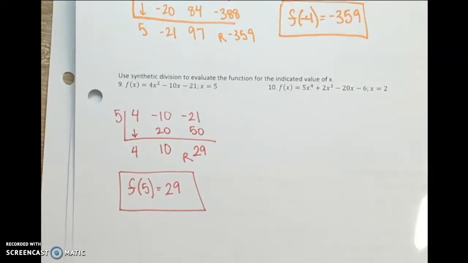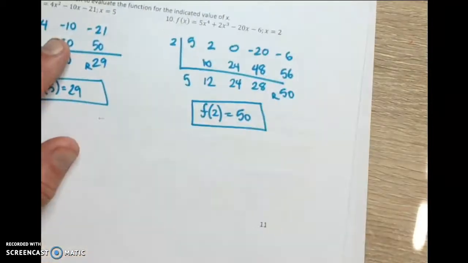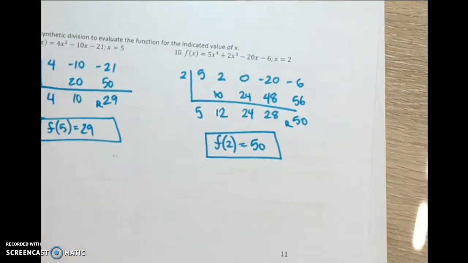Alright, go for number 10. May need a placeholder on that one. Work it out. Why don't you pause now, because I'm going to go ahead and show you the answer. Here you go. There is the work. F of 2 equals 50.